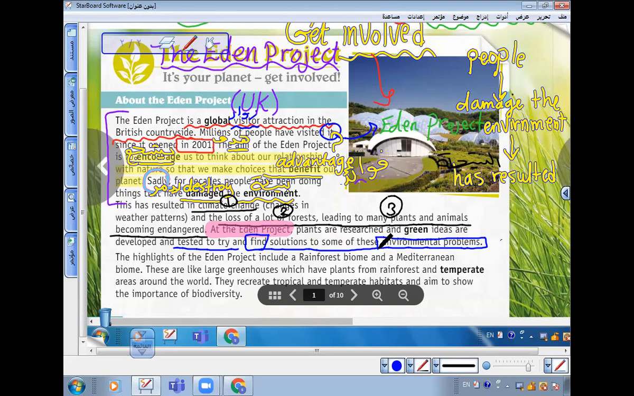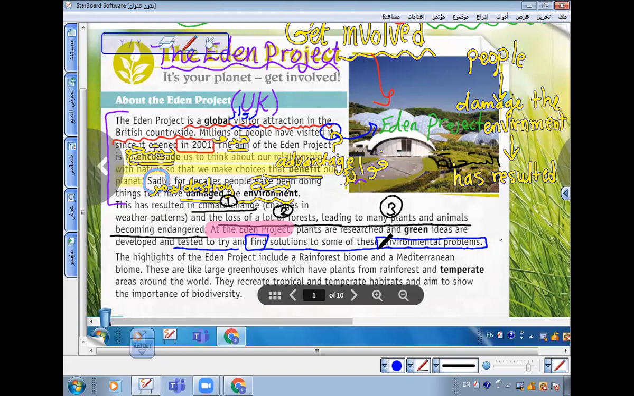So Eden project tries to decrease. شو يعني decrease؟ يقلل the environmental or the natural problem. هدفه إنه يقلل المشاكل البيئية in our environment by search about the plants and tasted them to find a solution. Is it clear؟ واضح؟ معناته شو هدف الحكومة البريطانية؟ Excellent. To find solution to some of these environmental problems. حتى يوجدوا حل لهاي المشاكل البيئية.